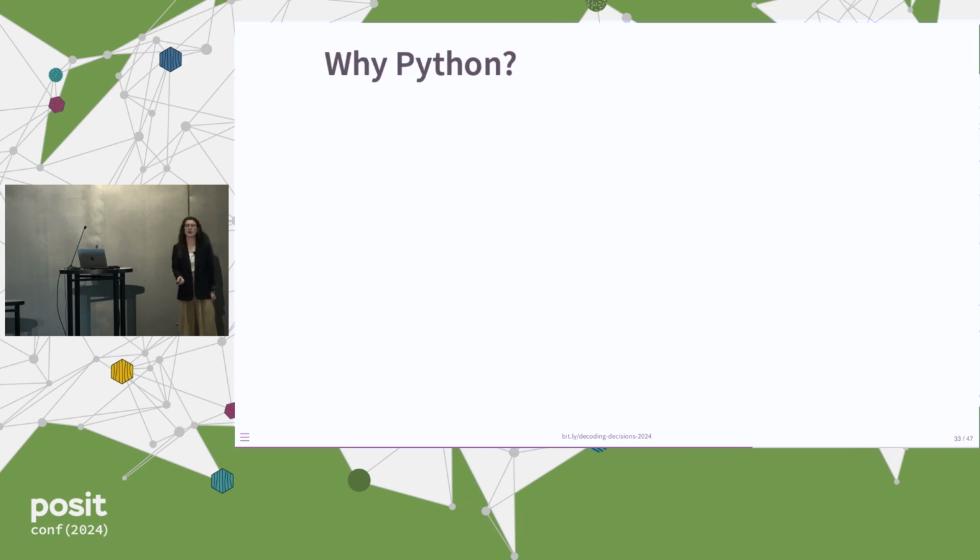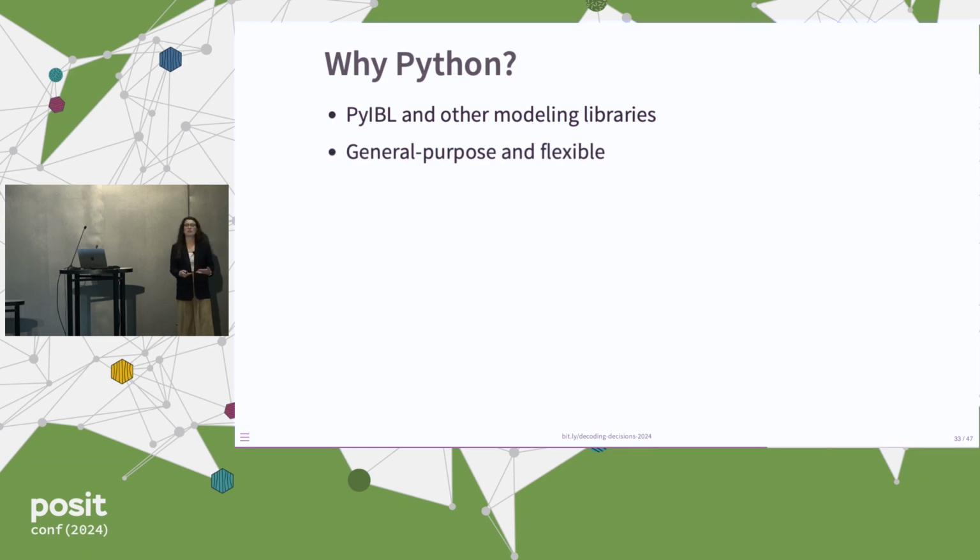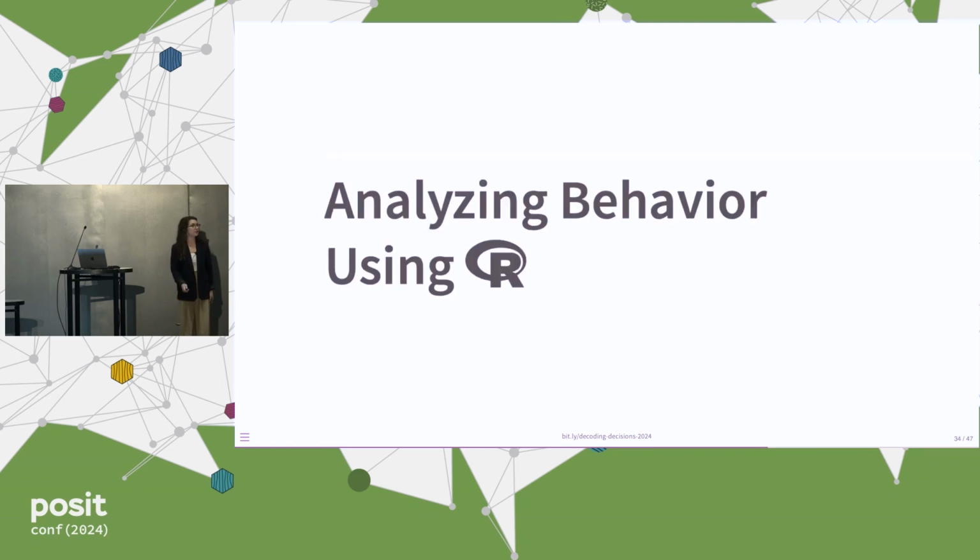So why do I use Python for this? Well, there's a variety of reasons. Pibble is a Python library, but there are also many other modeling libraries that Python is particularly well suited for. In addition, it's very general purpose and flexible. When I'm translating that human experiment into Python code, it needs to be quick and easy for me to be able to do that. And I find Python to be really great for that.